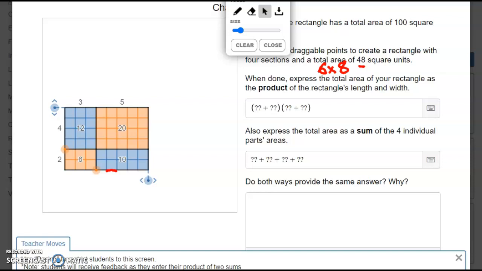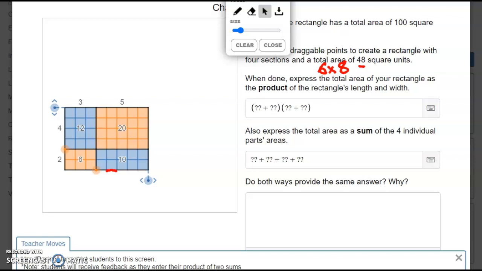Welcome back. This is the third lesson recording for IM1, October 27th, 2020. Where we've left off is card number 13 of Desmos, and we're trying to create a total area of 48 square units. Yes, I decided to use 6 and 8, but you could have used different numbers too.